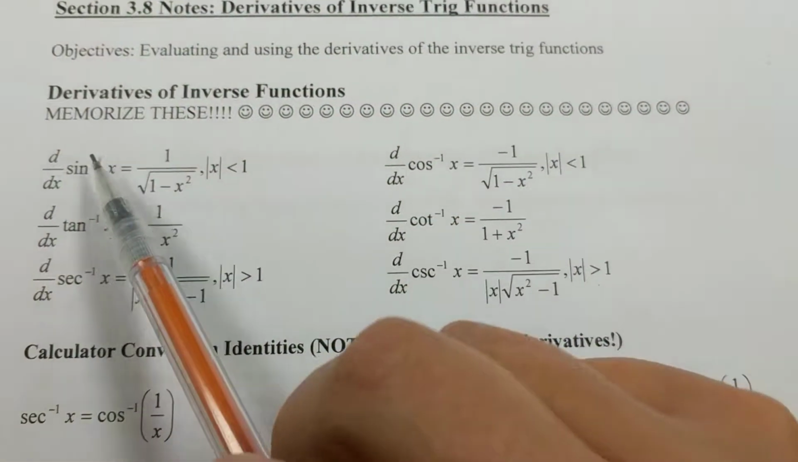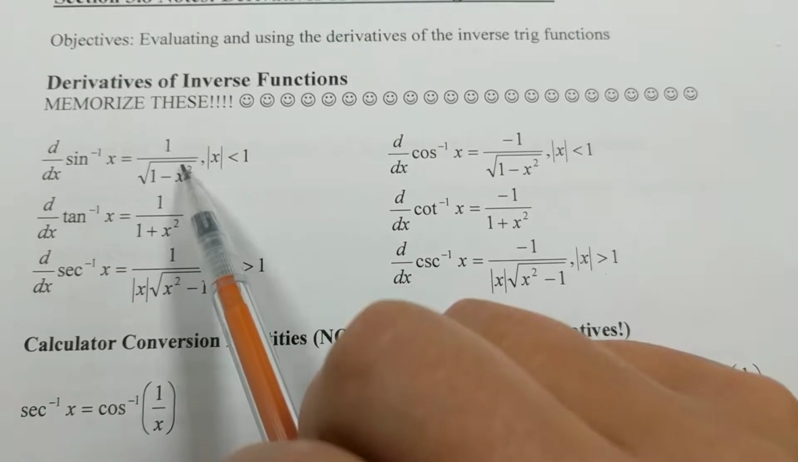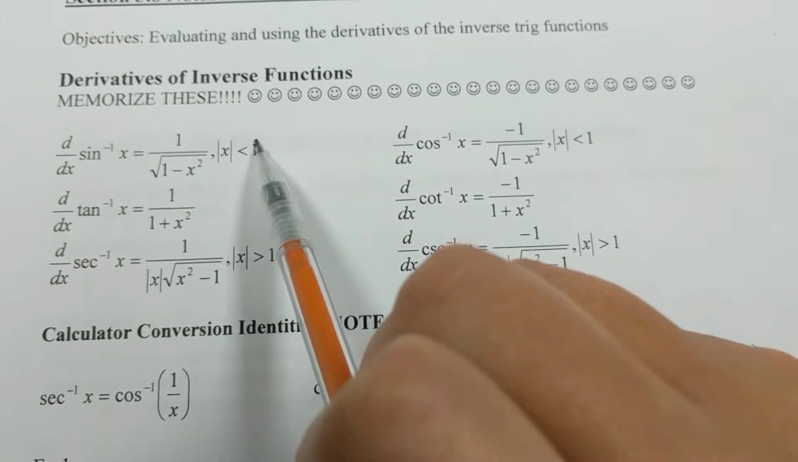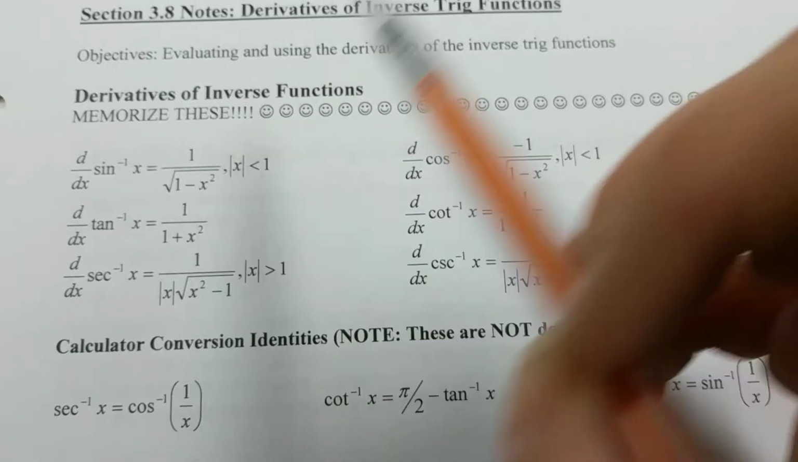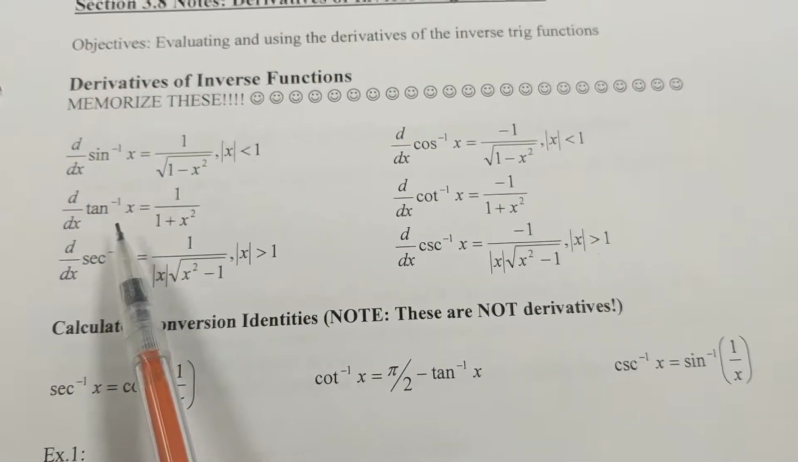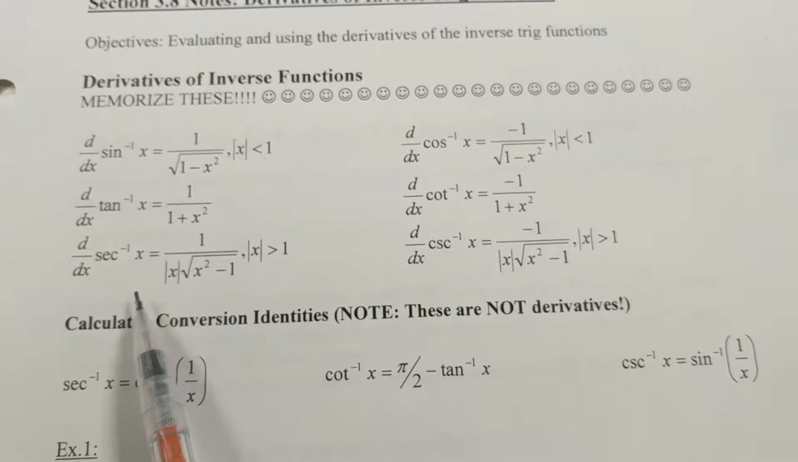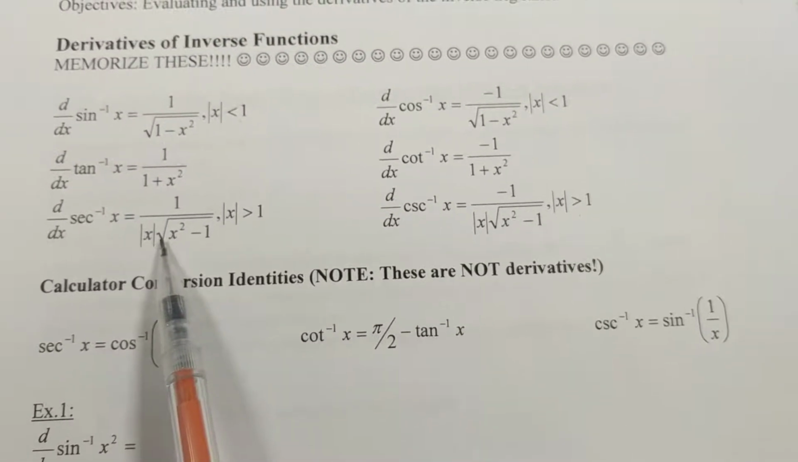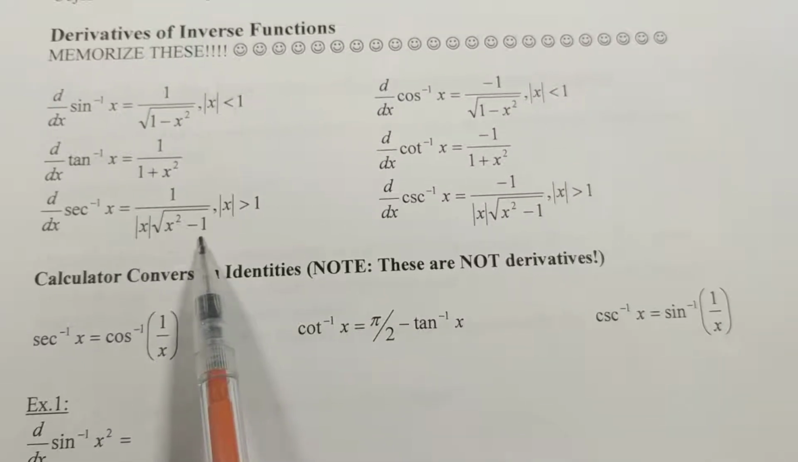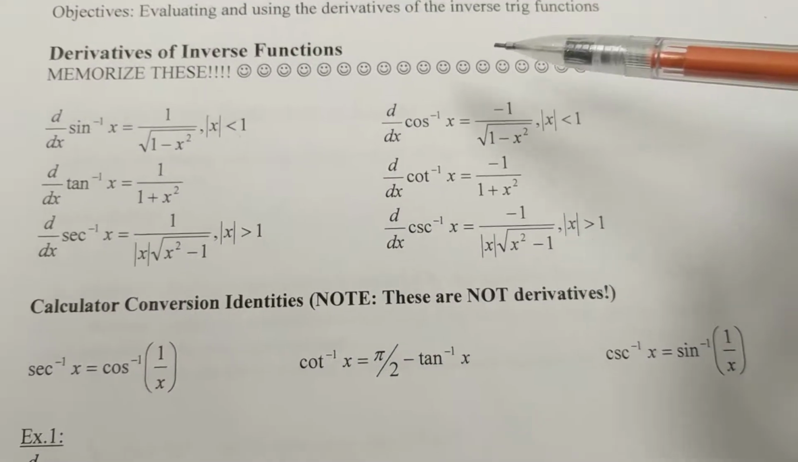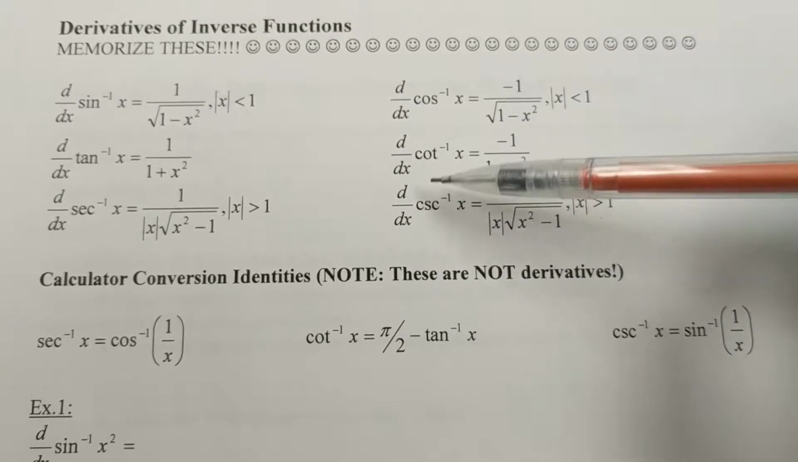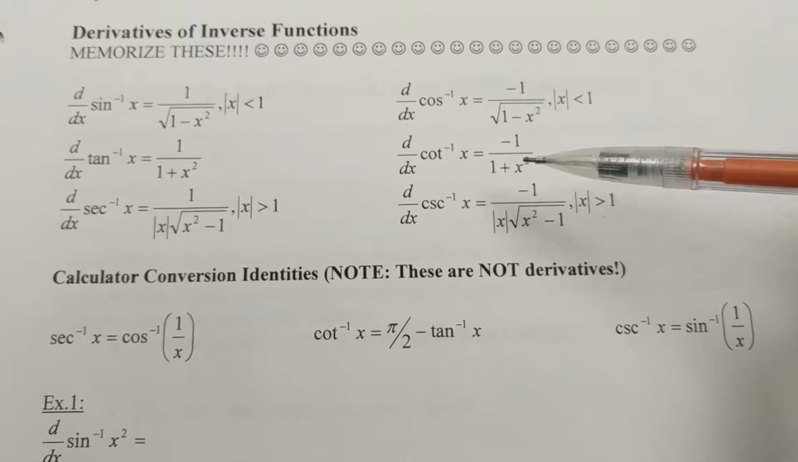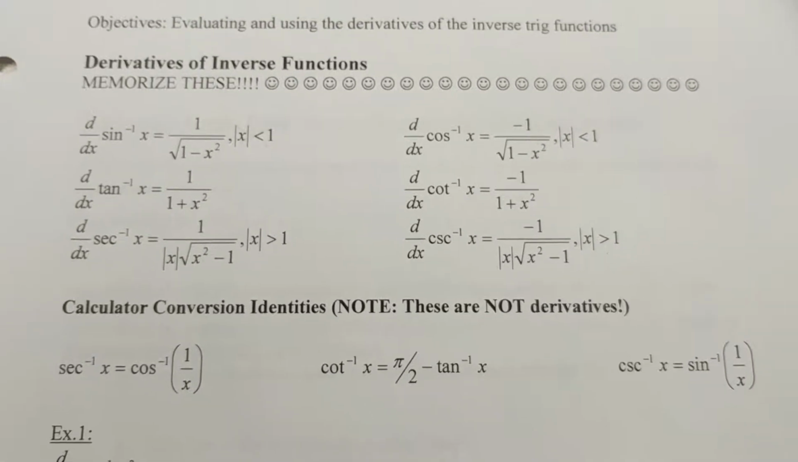So the first one is inverse sine of x, and it's 1 over the square root of 1 minus x squared. You do not have to memorize this part. And then inverse tangent is 1 over 1 plus x squared. And then inverse secant is 1 over absolute value of x times the square root of x squared minus 1. Notice that the co-functions are exactly the same, just with a negative out front. So again, you're only memorizing 3.